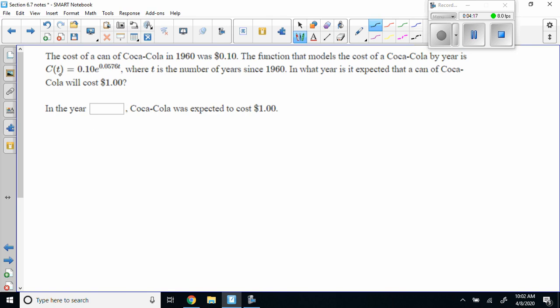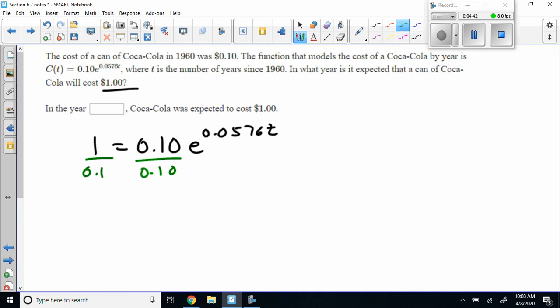So the C sub t would be the dollar, right? So 1 equals 0.10 (10 cents), right, times e to the 0.0576t. Now, you should already recognize that I have an e that is isolated. So I'm dividing, and this cancels. What that's going to leave me with is 1 over 0.1, right? I dropped that 0 because it's not significant.